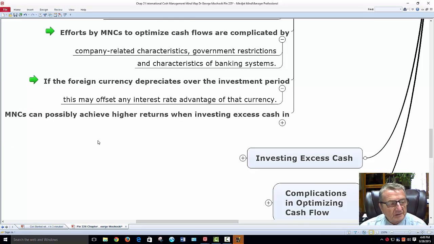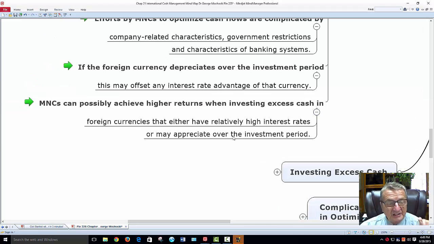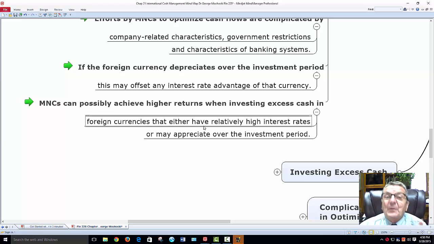Or the Fisher effect. Now, MMCs can possibly achieve higher returns when investing excess cash in foreign currencies that have a relatively high interest rate, which we have right now, well, it depends when you're watching this. I'll leave it open. Look to see what's going on in the market. Because today I can say, yes, we do. Tomorrow, it's different. Remember? That's what's good about finance.